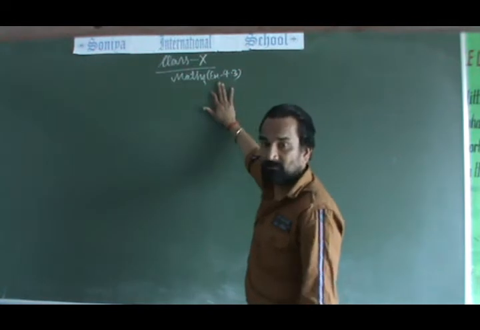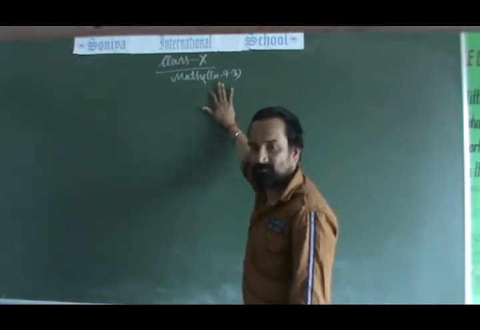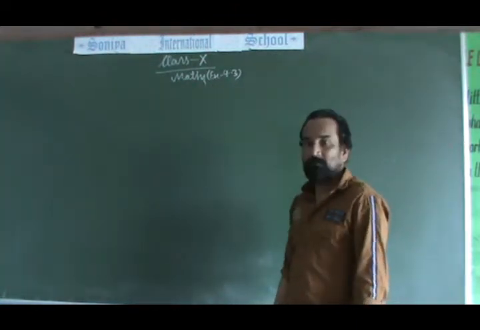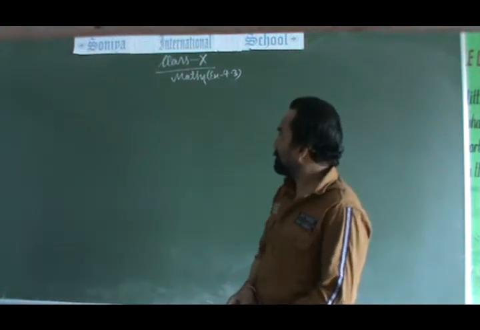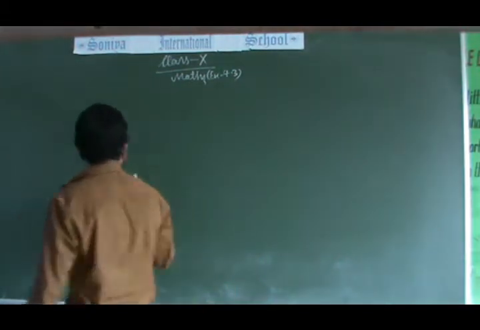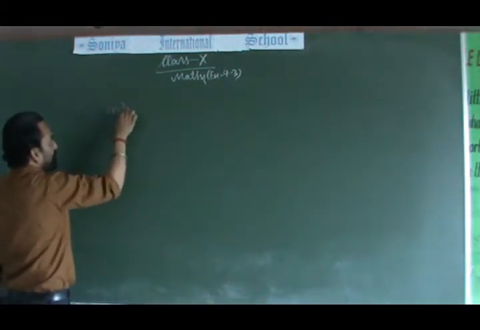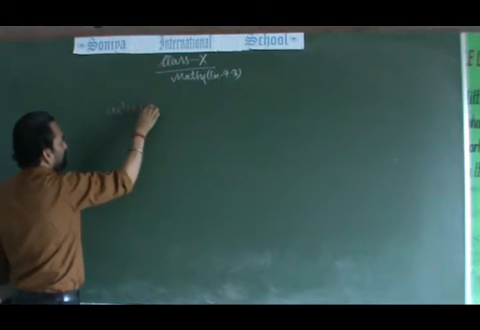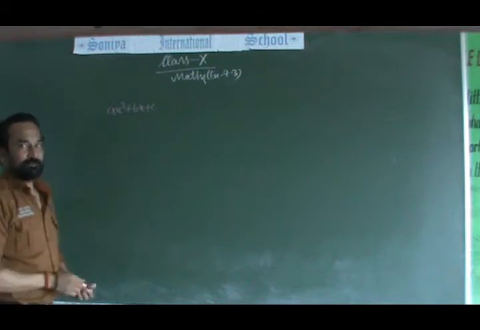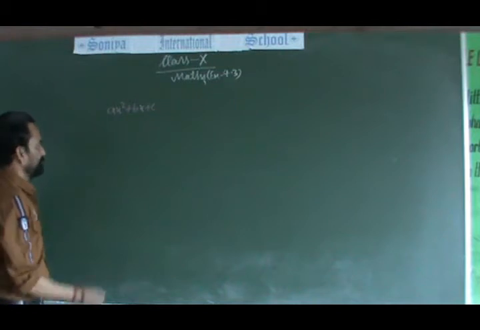Today we will solve the questions of exercise 4.3, which is based on quadratic equations. In this chapter, first I will tell you about the discriminant. A quadratic equation is of the form ax square plus bx plus c. Here a, b and c are the coefficients of x square, x, and c is the constant.